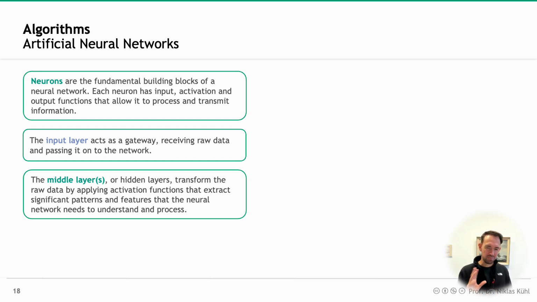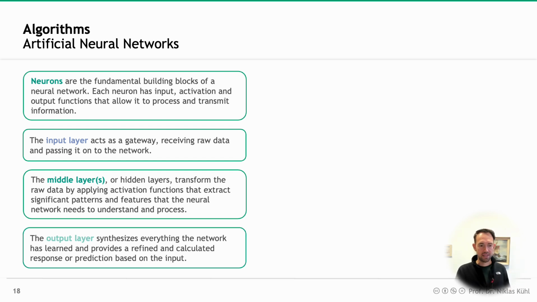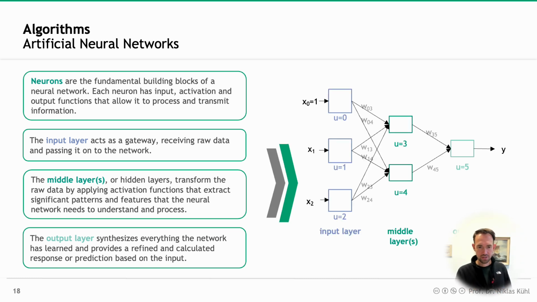That's also where the term deep learning comes in, by the way. So typically a neural network is called a deep neural network once there are 3 or more hidden layers or middle layers. And as of now, the majority of ANNs that are being utilized are deep learning networks. And then finally, you have the output layer that synthesizes everything the network has learned and provides a refined and calculated response. So the answer again, the target that we want to predict based on the input. So it looks something like this, right? You have the input layer with our features x0, x1, x2.